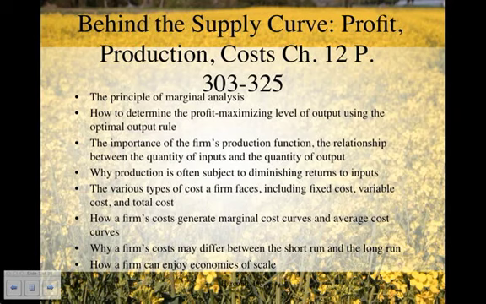Today's lecture is called Behind the Supply Curve: Profit, Production, and Costs, chapter 12, pages 303 to 325. And actually, it's not too bad of a section to look at if you want to, or in your study guide, I'm sure they have a nice summary of it as well. Because you're going to find that there's a lot of new definitions and a lot of curves in this chapter, and that's also why I gave you a handout, so you can concentrate on just learning the information rather than having to copy every single word down.